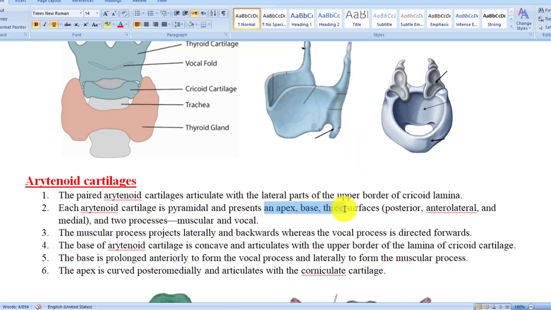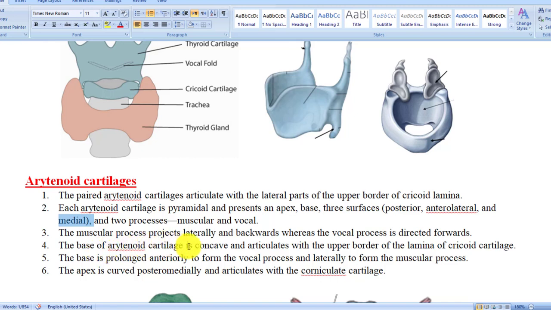There are three important parts of the arytenoid cartilage. As it is pyramidal in shape, it has an apex, a base, and three surfaces, posterior, anterolateral, and medial, and two processes, muscular and vocal. Vocal is towards down and muscular is upper. The muscular process projects laterally and backward, whereas the vocal process is directed forward. So these are the vocal processes, and these are the muscular processes. They are directed backward and anteriorly.